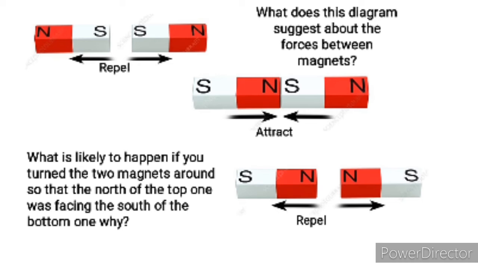So north pole, they will repel each other. South pole, they will repel each other. But north pole, south pole, they will attract each other. South pole, north pole, they will attract each other. Now, what is likely to happen if you turn the two magnets around so that the north of the top one was facing the south of the bottom one? And why? You already know, is it not? Yes. They will attract each other.